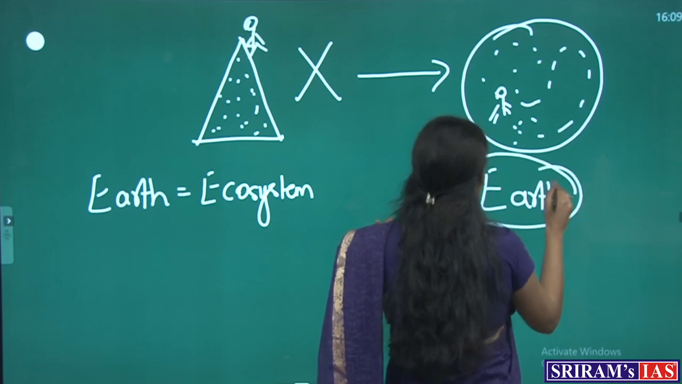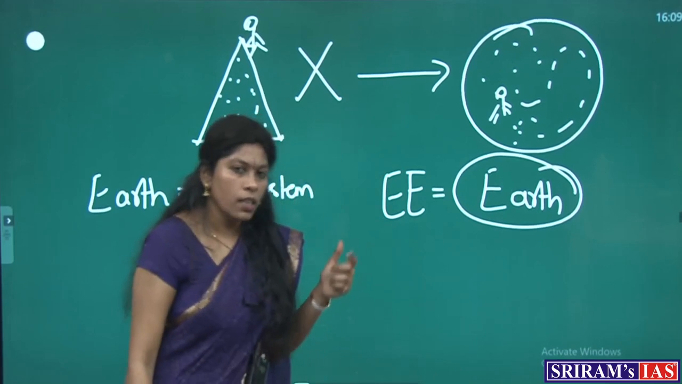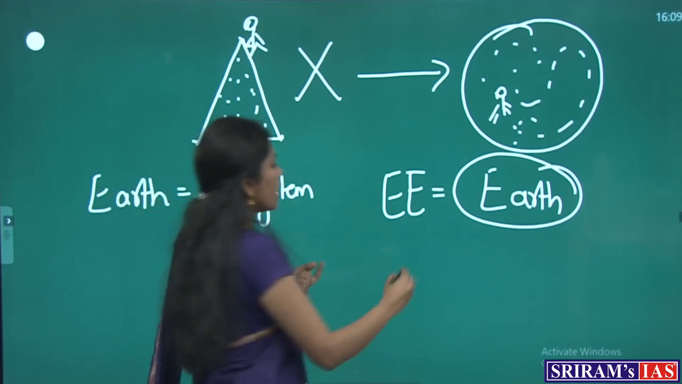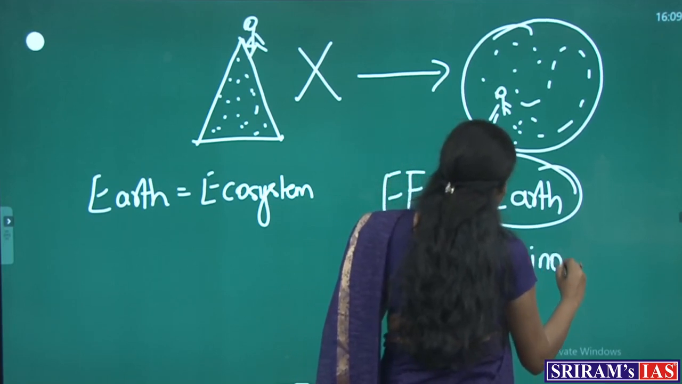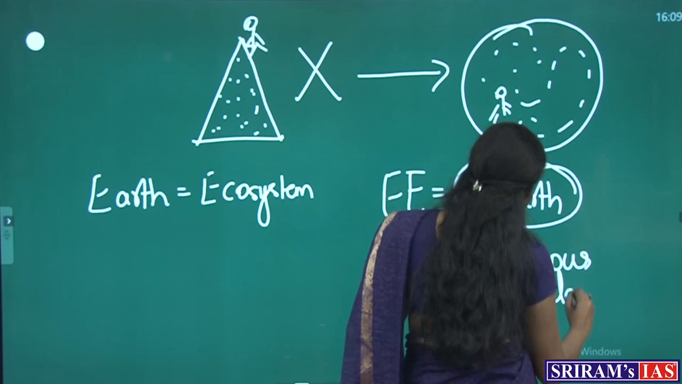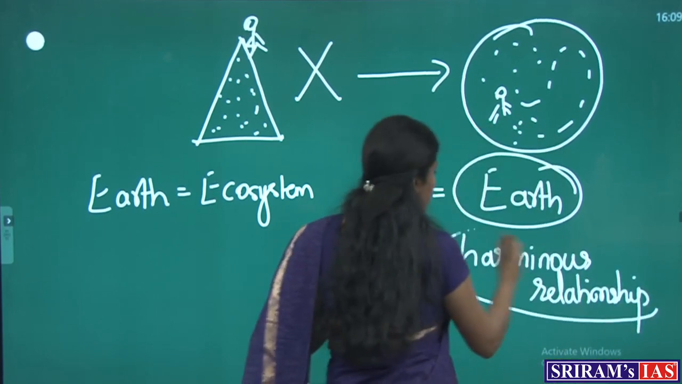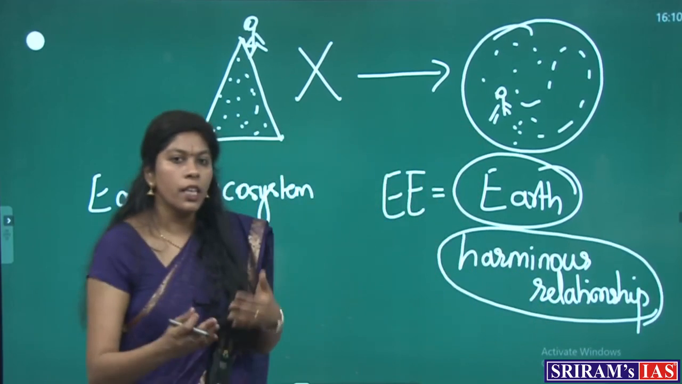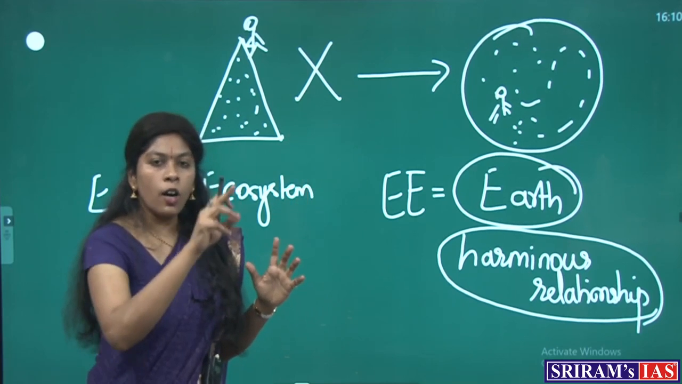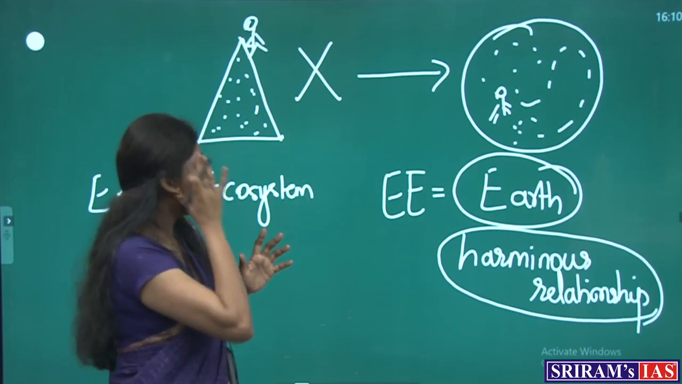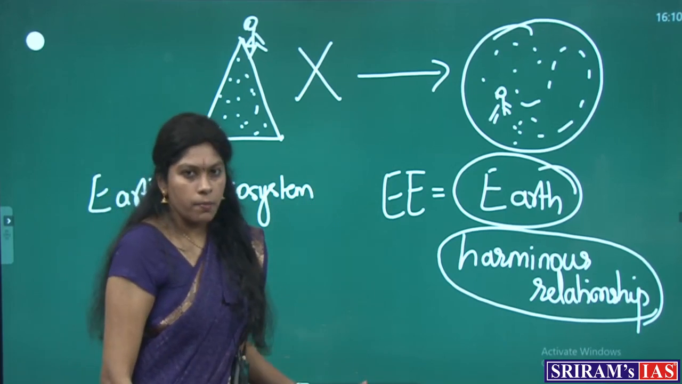So, this is called environmental ethics. Environmental ethics is trying to teach that man has to live in a harmonious, balanced relationship with other organisms. He has to live in balance, in equilibrium with other organisms in an ecosystem. He is one among all, okay? He is not the face of all. This is called environmental ethics.